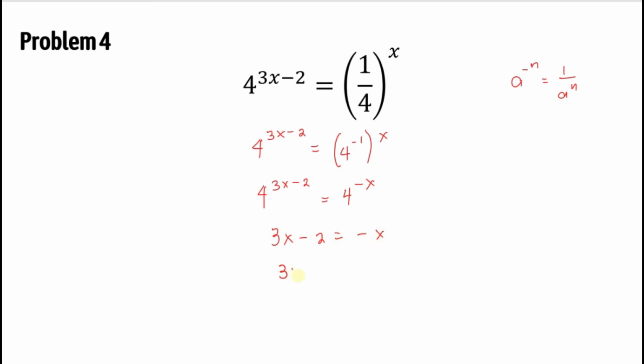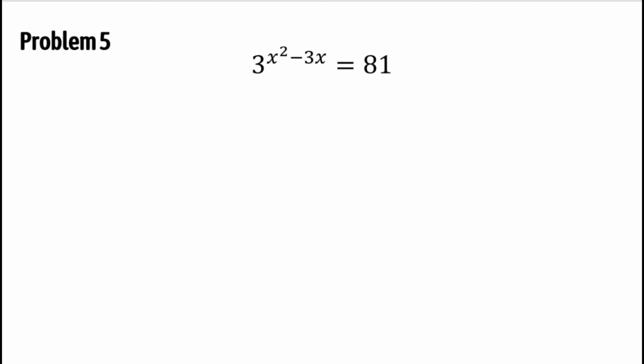Then, we have 3x. Transpose this to the left, becomes plus x. Transpose this to the right, it becomes positive 2. So 3x plus x is 4x equals 2. Then dividing both sides by 4. Cancel this. We have x equals 2 over 4 or 1 half. So the answer is 1 half.